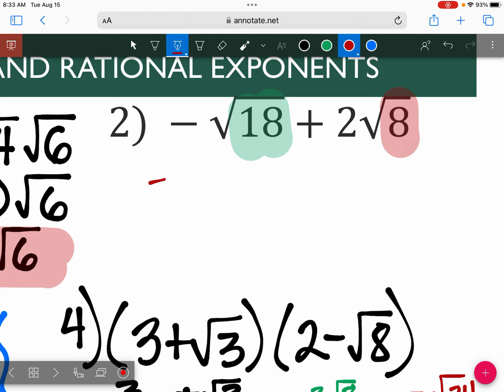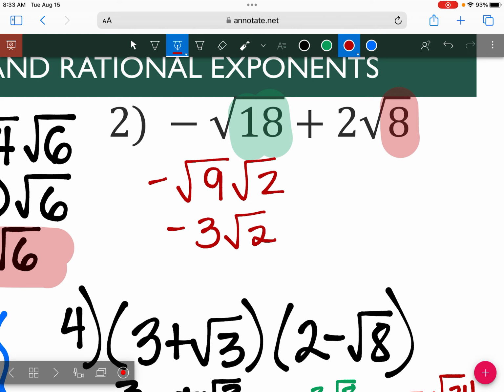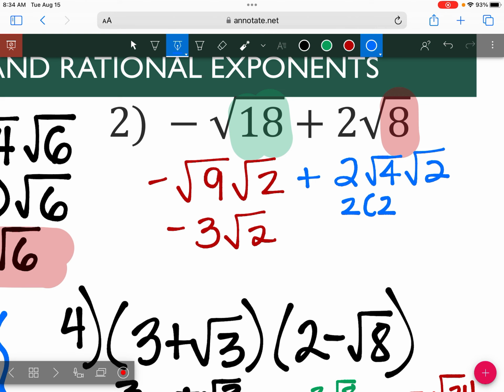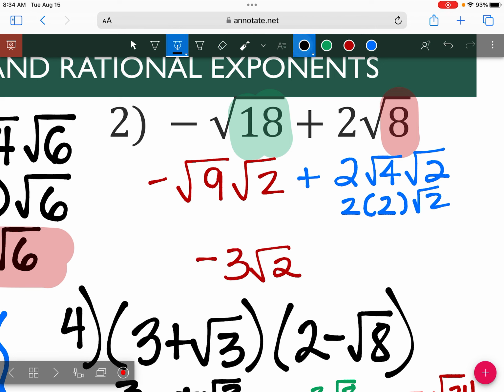All right, so we have a negative, and then I have a square root of 9 times the square root of 2, which becomes a negative 3 root 2. And then for here, I have a square root of 8, which is going to break down to 4 times 2. So that's going to be 2 times 2 root 2. Let me bring this down a little bit. And that's going to multiply to be 4 root 2. So do you see how we have like terms now?